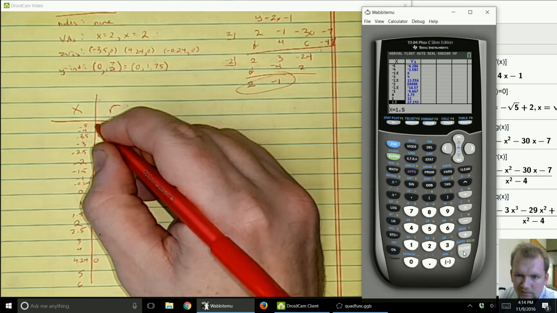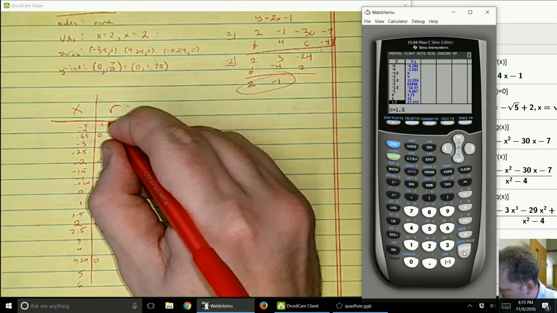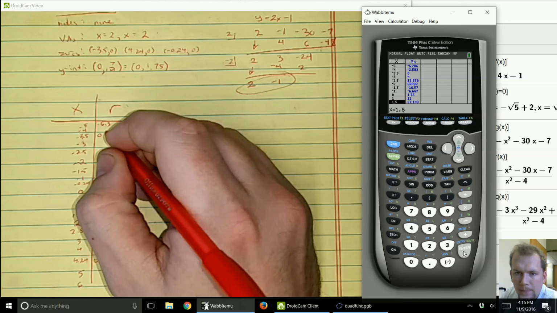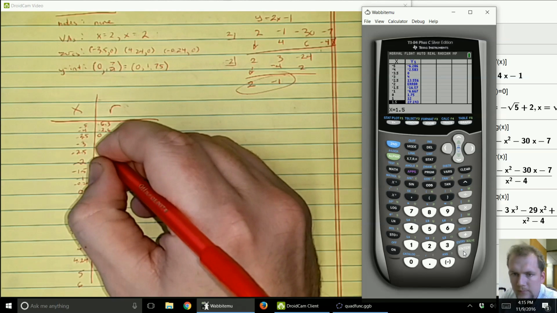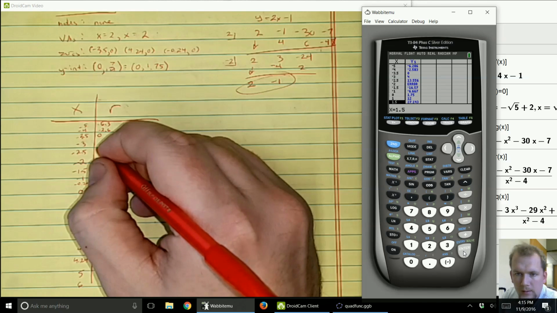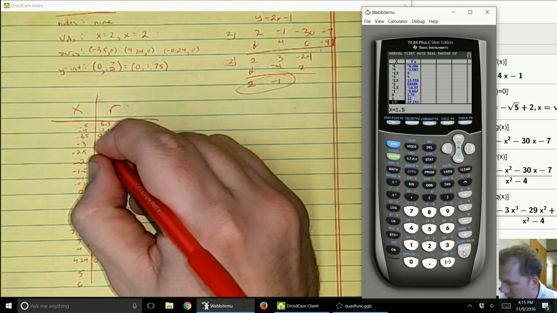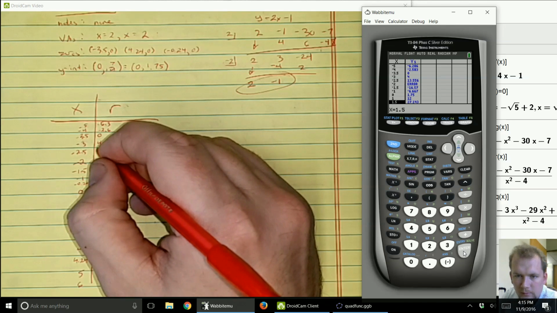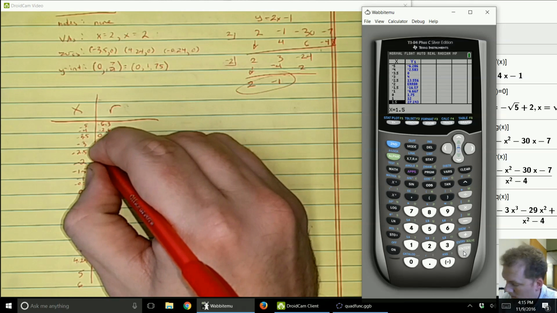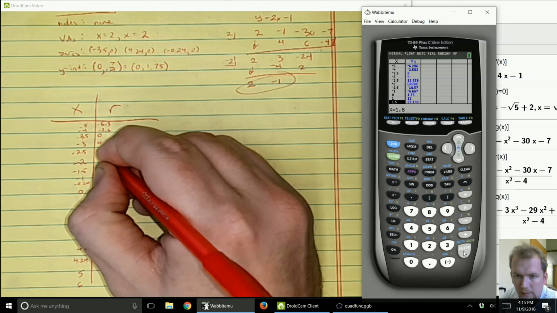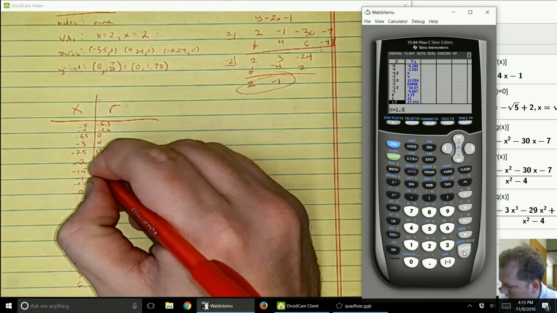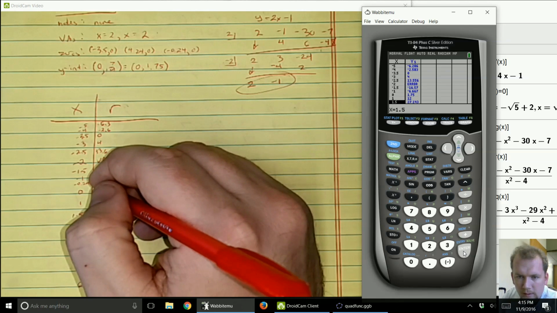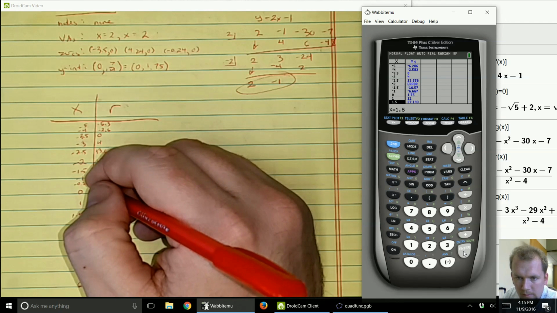Negative 6.3, I'm going to call it. Negative 2.6. Negative 3 gives me 4. Negative 2.5 gives me 13.5, 13.6. Then I get the error. Then negative 1.5 gives me negative 16.6. Negative 1 gave me negative 6.7.